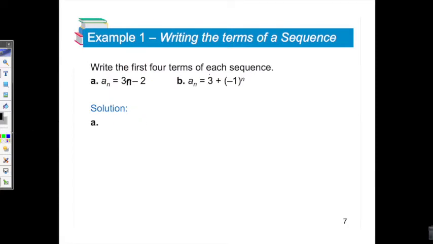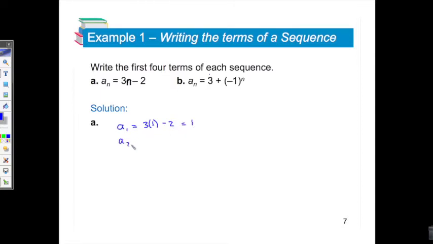Alright, so let's try and write the first four terms of the sequence. It's a very, very simple process. You're just saying the first term would be a sub 1, which would equal 3 times 1, because n is 1 in this case, minus 2. So what am I getting there? I'm getting 3 minus 2, which is simply 1.